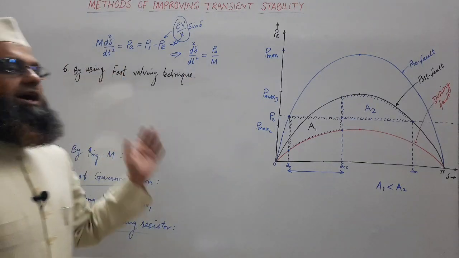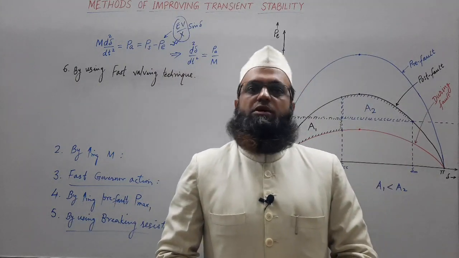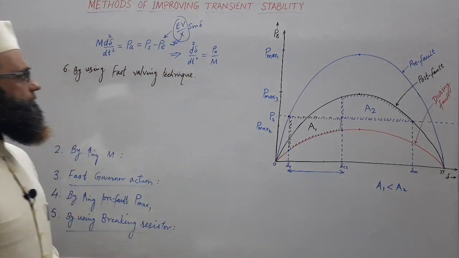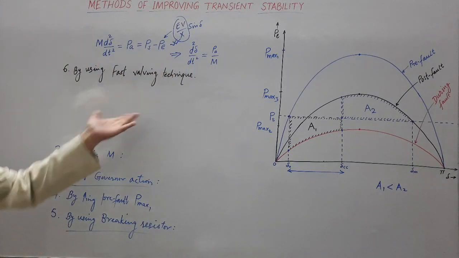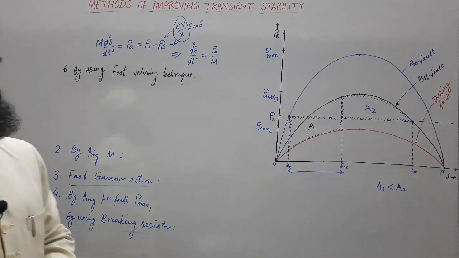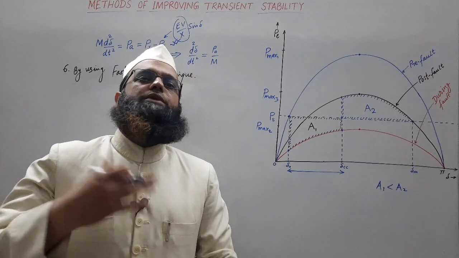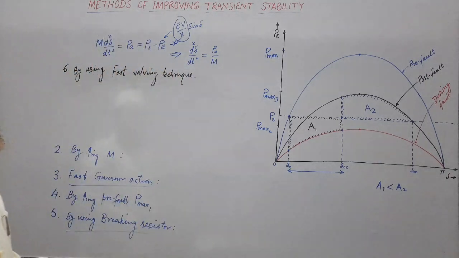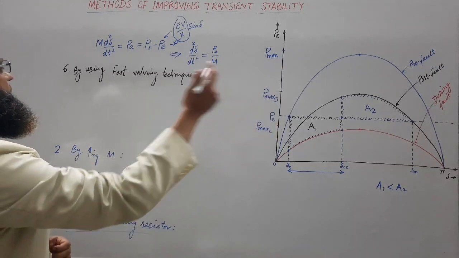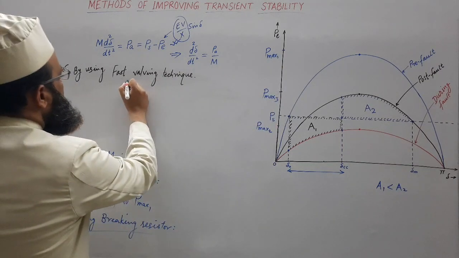This technique, fast valving technique, can be applied to the units having steam turbines only. Under this technique, we are rapidly reducing the input mechanical power to the alternator, that is, the output of the turbine. This fast valving technique can be applied in 2 ways.